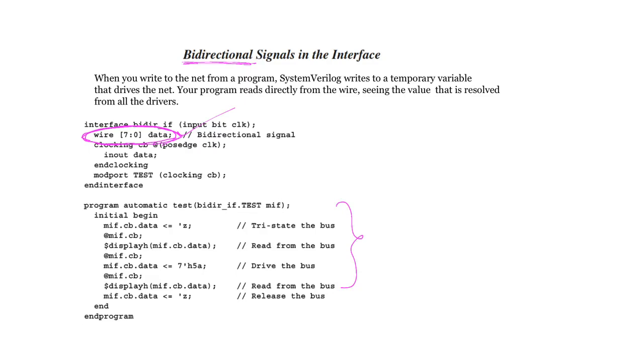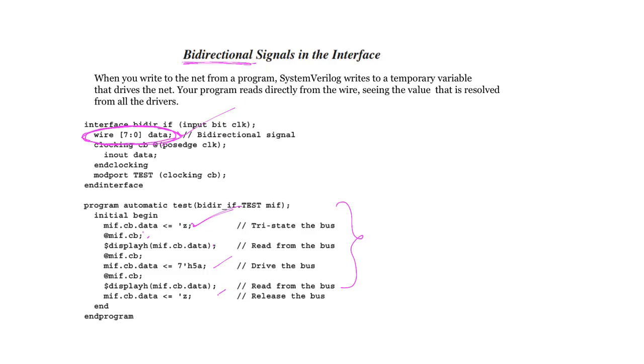Since it is wire type, it can handle the values. It can have Z also, which is valid. So this is how you can assign those signals. The data signal can be given Z, or the data signal can be given some value. Okay, so data is a bidirectional signal, so you can give the values as well as retrieve the values. Both, being bidirectional, you can give the values as well as retrieve the values.